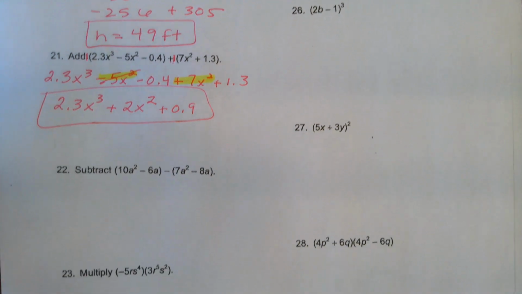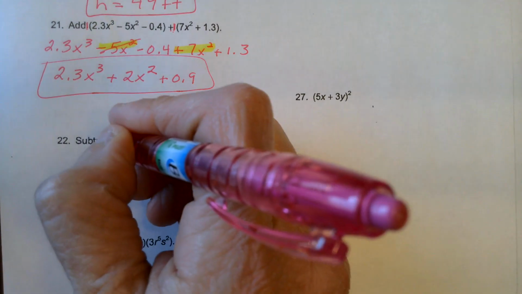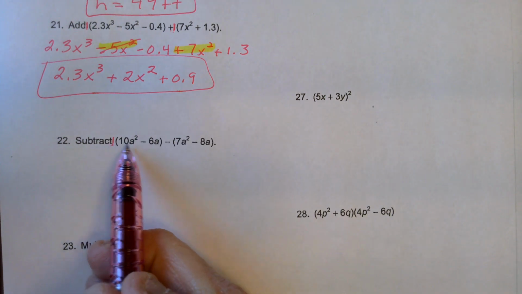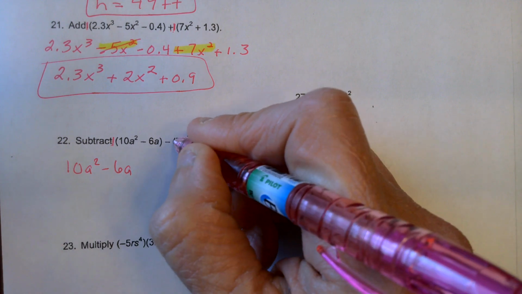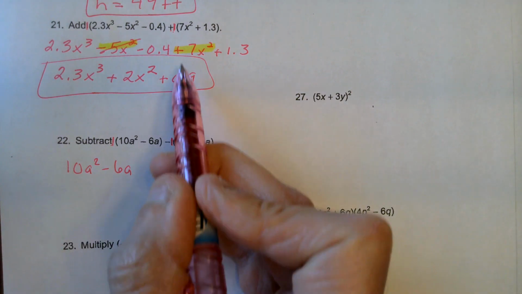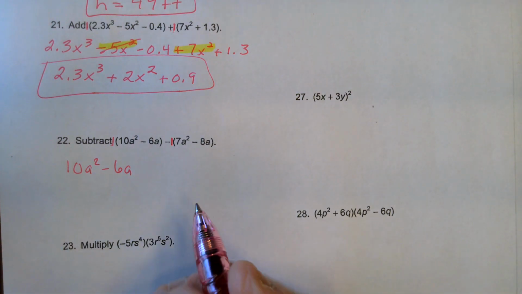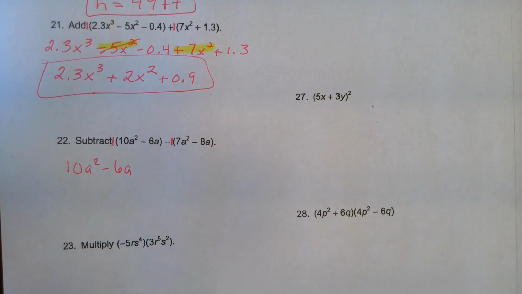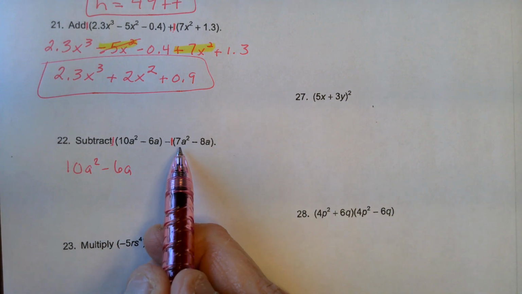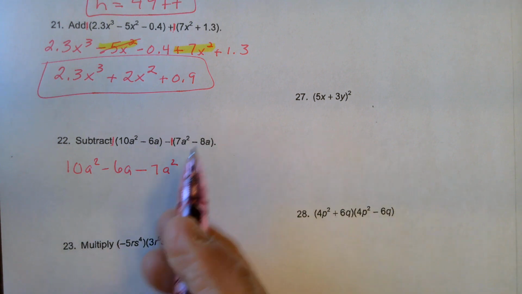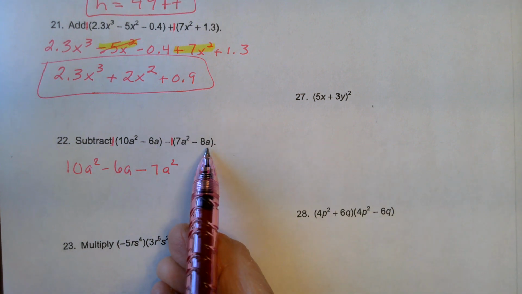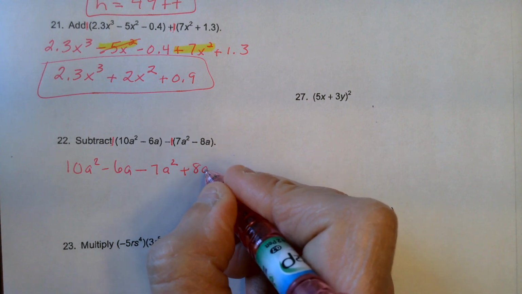All done. Now we get to subtracting. That's a different ball game. This one is a positive 1, so nothing changes. So I can just rewrite that one. The problem is here, it's a negative 1 and not a positive 1 like it was up there. So that changes everything inside to the opposite sign. So inside the parentheses I had a 7a squared. It is now a minus 7a squared. And inside the parentheses I had a minus 8a. It is now a positive 8a.